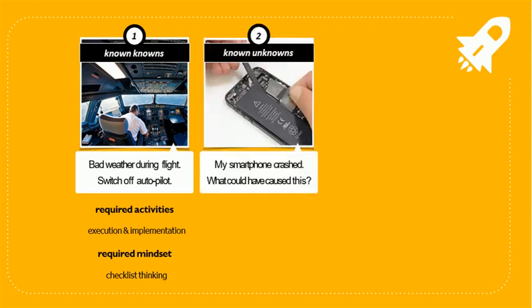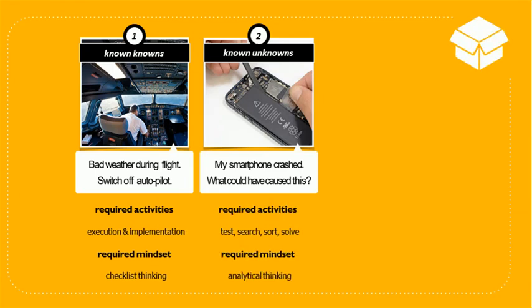Number two is that my smartphone crashed, or what could have caused this. So you can think about what the required activities and the required mindset can be. Let's see, the required activities are to test, search, sort, and solve. You will try to switch on the mobile phone, you will try the battery, you will check the charger. And the required mindset is analytical thinking.